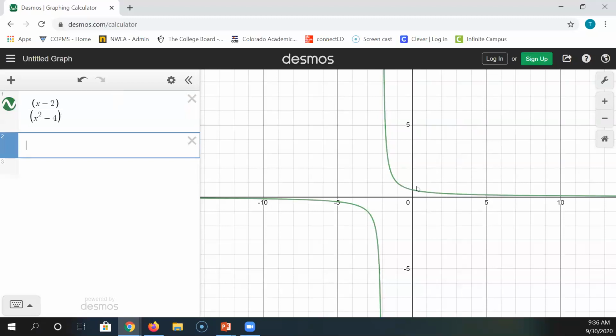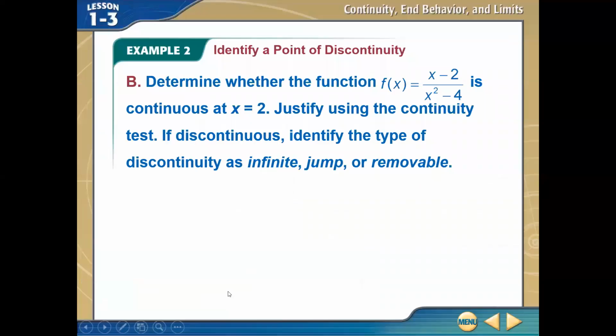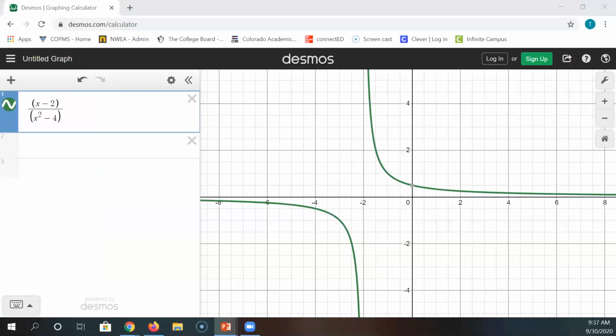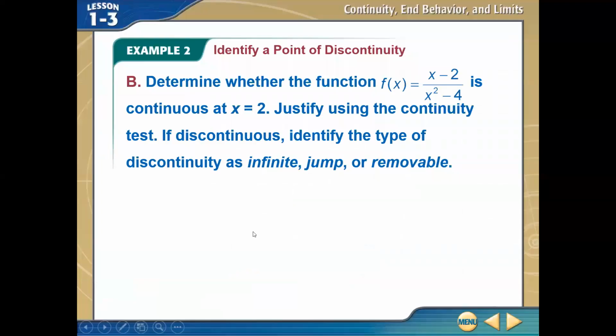Okay, and that's what my graph looks like. Plug that in, right. x minus 2. Okay, so this is what my graph looks like again. Once again, I'm running it through the continuity test. You can see I'm going to have an infinite one here at negative 2. But I need to work on the positive value of 2.